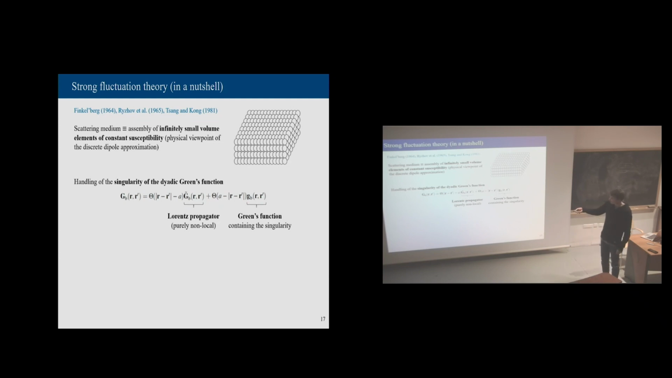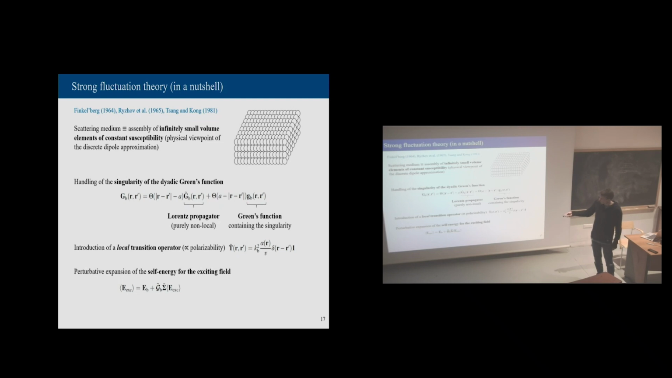You can separate the Green's function in two terms. A first term that is the non-local Green's function that describes the propagation between two points, and a Green's function that contains the singularity. The fact that you handle the singularity allows you to define the local transition operator, that is essentially the polarizability of a small volume element here, and to formulate the problem and make a perturbative expansion on the self-energy for the exciting field and not for the total field. The exciting field is a field that is perceived by one small volume element due to the background field and the field radiated by all the other volume elements. This is really like the discrete dipole approximation.